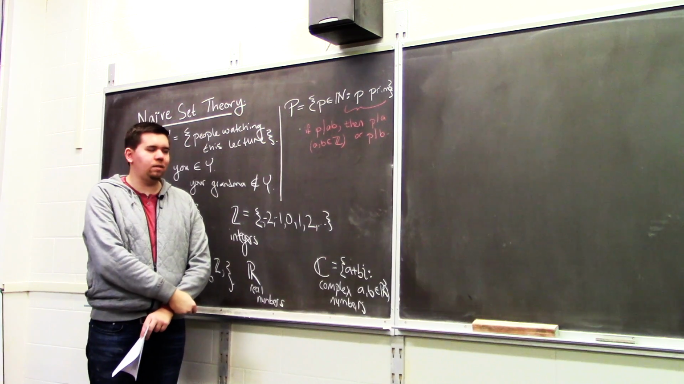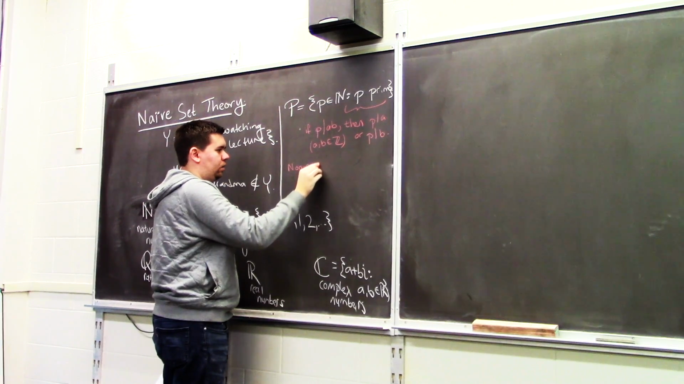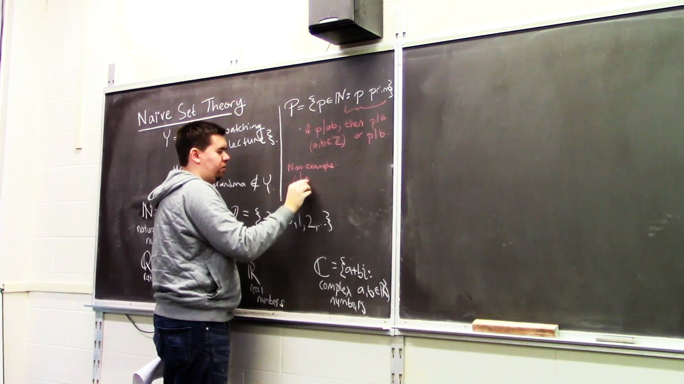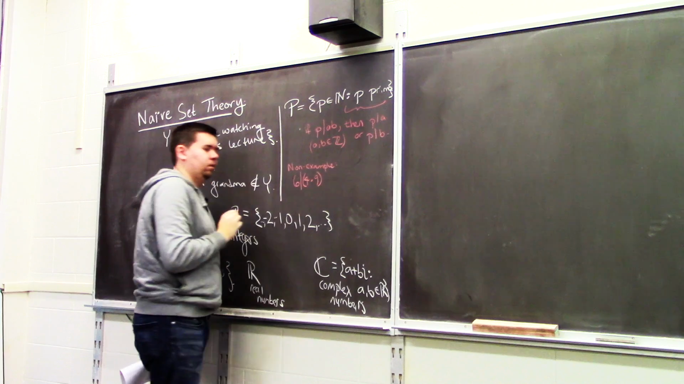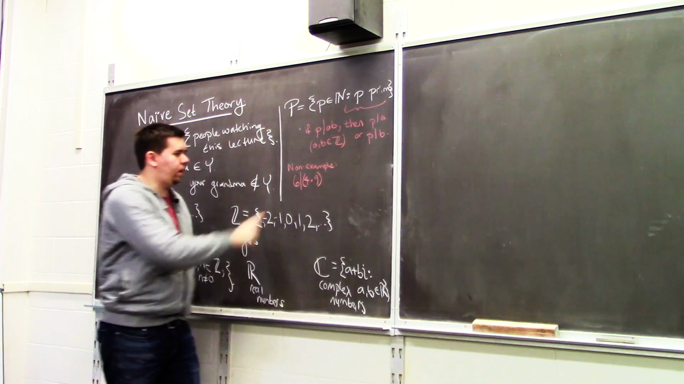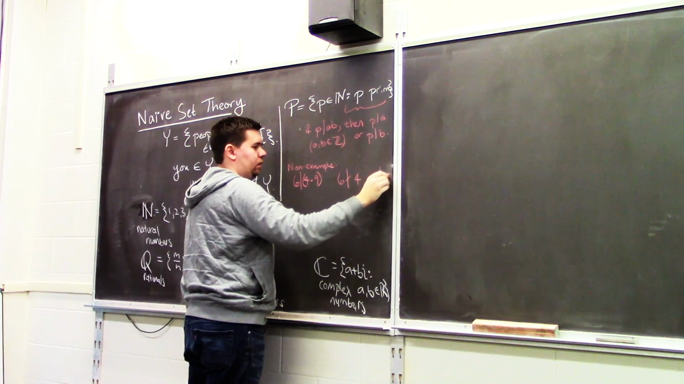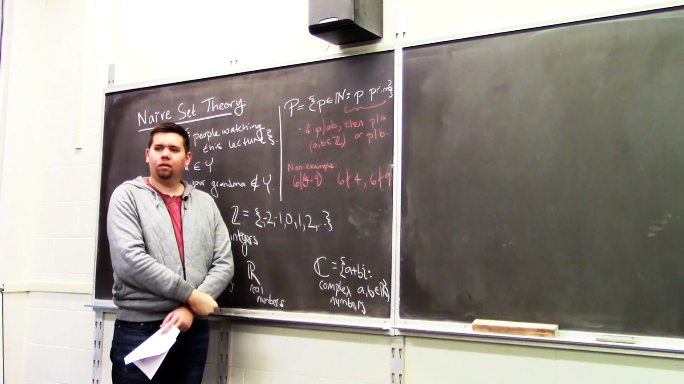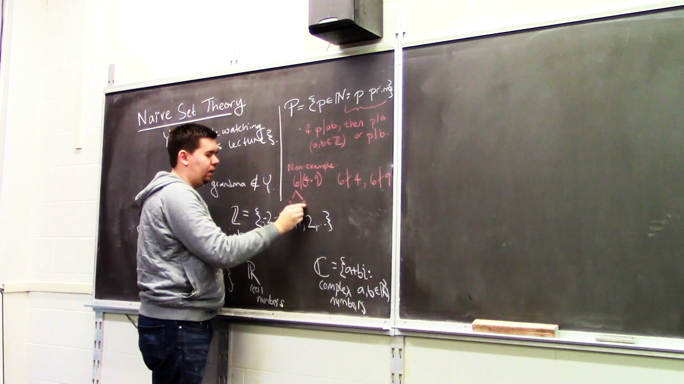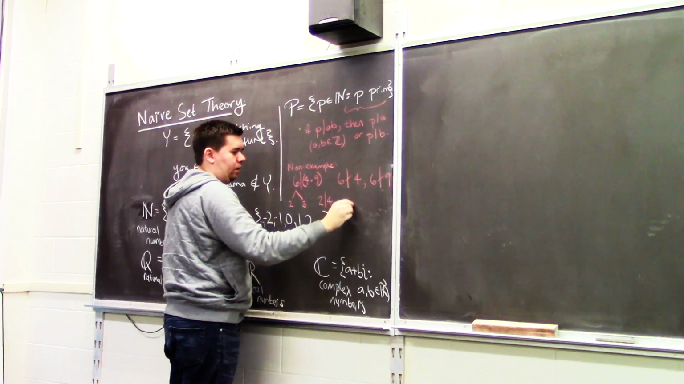So this is not true for things that are not prime. Here's a non-example of this. 6 divides 4 times 9, right? Because 4 times 9 is 36. But 6 doesn't divide 4, and 6 doesn't divide 9. Why is that? Because 6 breaks up into two smaller pieces, a 2 and a 3, and your 2 divides the 4, and your 3 divides the 9.